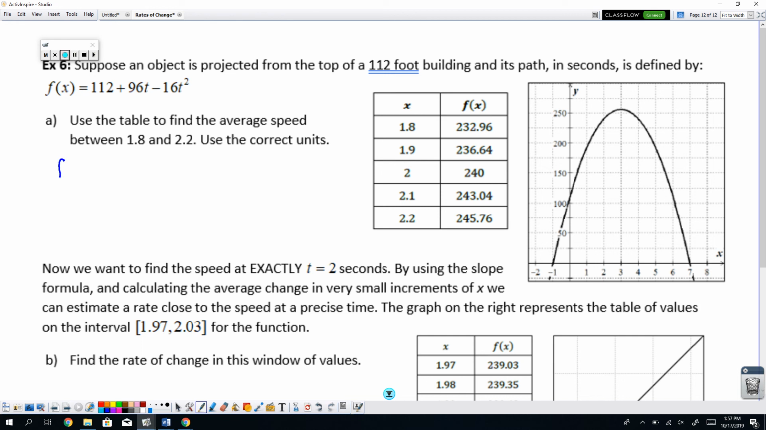So we're going to do f of 2.2 minus f of 1.8, and it's all going to go over 2.2 minus 1.8. Okay, and then I'm going to plug in my values from that table, and then I'm just going to write the final answer. So pause for just a second so you can plug those numbers in.